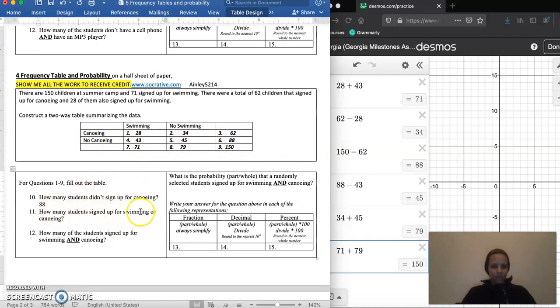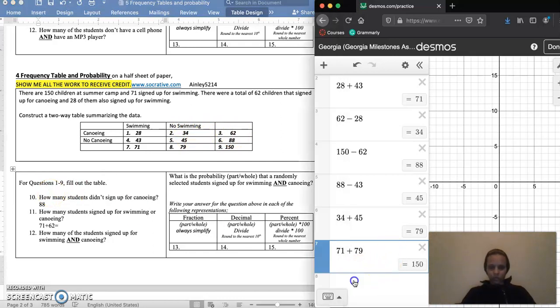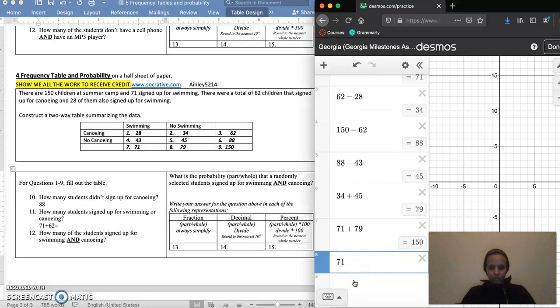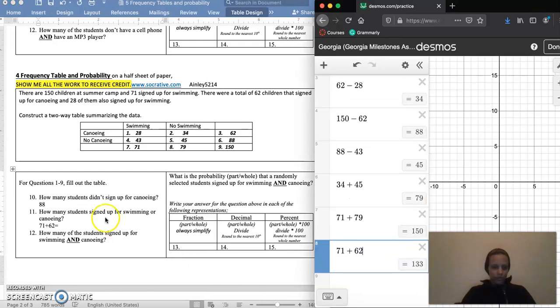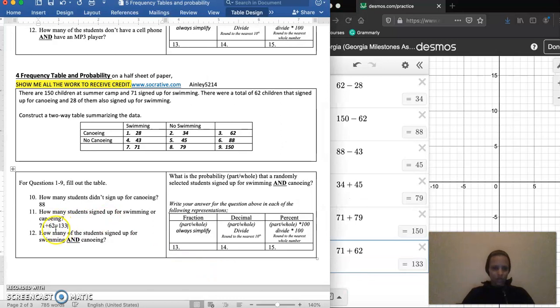How many students signed up for swimming or canoeing? So either or, okay, not both, but either or. So how many students signed up for swimming? 71. Plus, and this is how you'd show me your work, 71 plus the number of kids who signed up for canoeing. So I go canoeing, I don't care whether they're swimming or not swimming, 62. Equals, so 71 plus 62, 133. So my answer is 133, and that's how I showed my work.